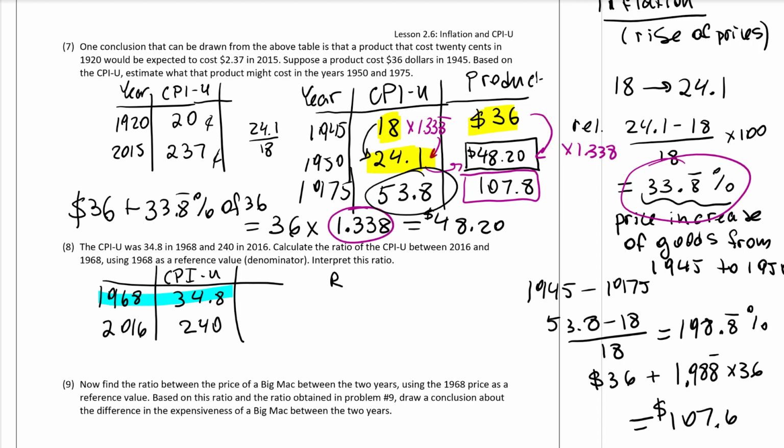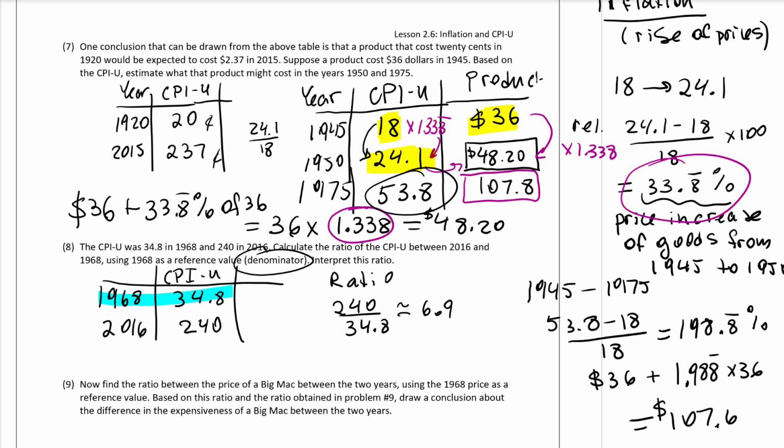All right, so let's review. So the ratio is 240 divided by 34.8. Very important to read what it's saying. It says put the other one as the denominator, and we get an answer of about 6.9. Can you take a moment and write the sentence interpreting what that means?